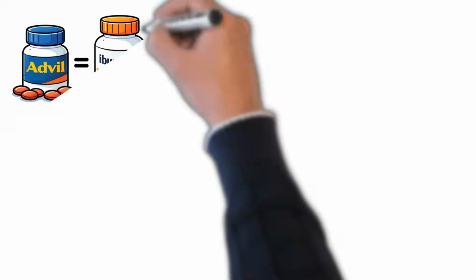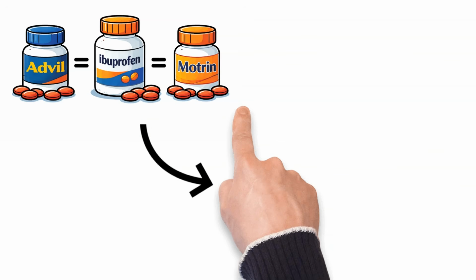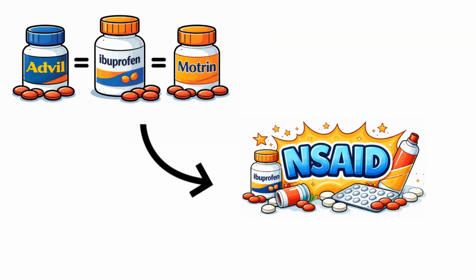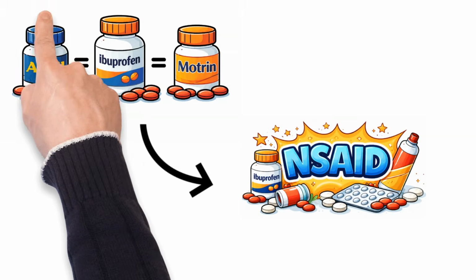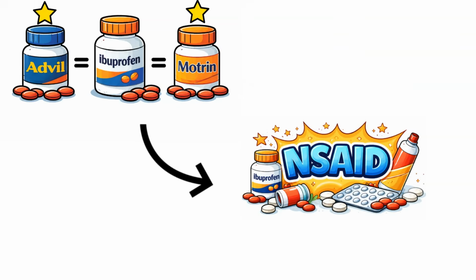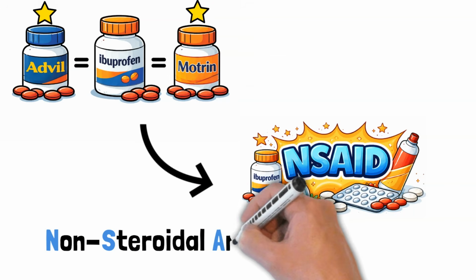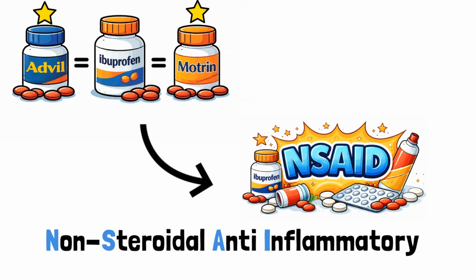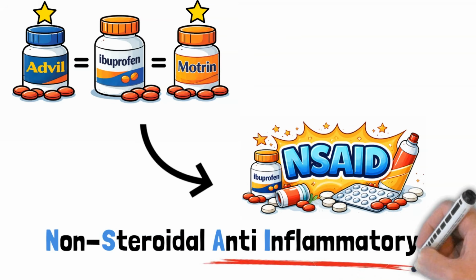The first thing we need to know is ibuprofen is an NSAID. And ibuprofen has a couple brand names. So if you see Advil or Motrin, they're all ibuprofen. Ibuprofen is just the generic name. Now, ibuprofen being an NSAID stands for a non-steroidal anti-inflammatory drug. And that middle word, anti-inflammatory, is the whole story.